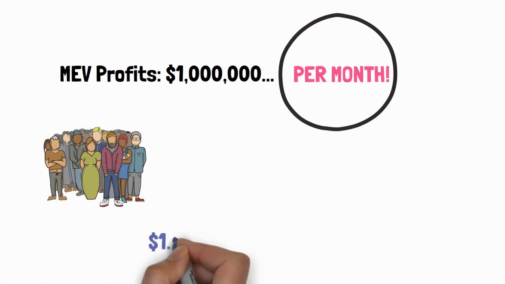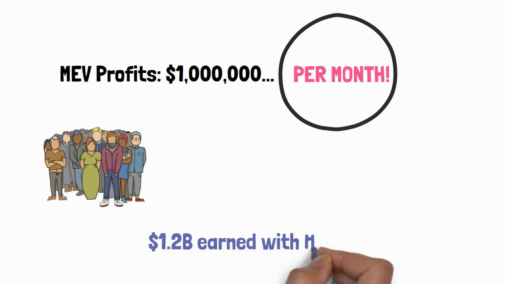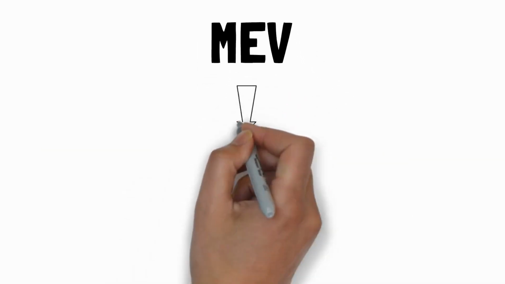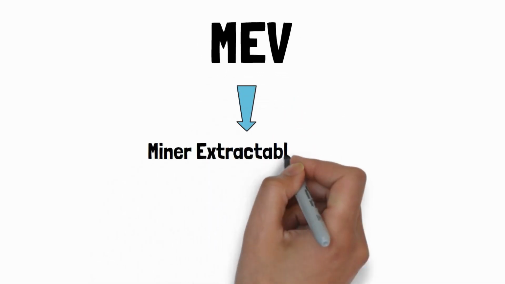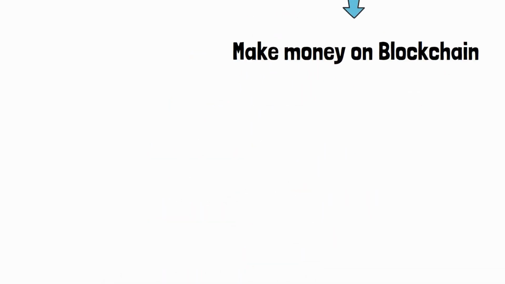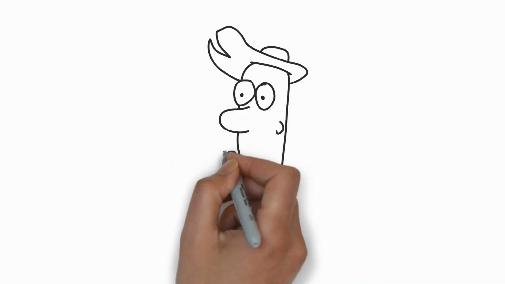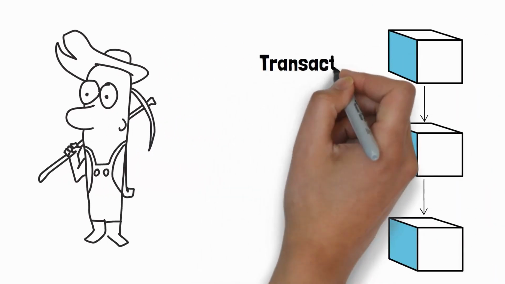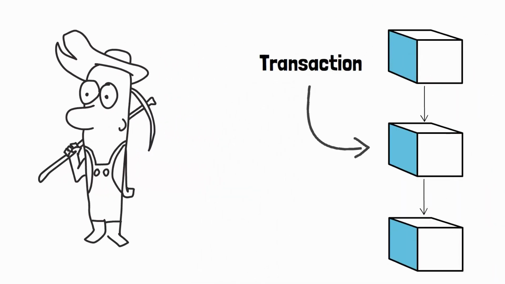In total, $1.2 billion were earned thanks to MEV. So what is this weird MEV thing? The original meaning of MEV was miner extractable value. It's a set of strategies to make money on the blockchain. Originally, MEV was exclusively exploited by miners. Miners are entities that process new transactions and add them to the blockchain.